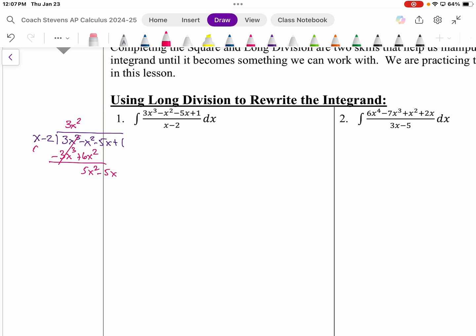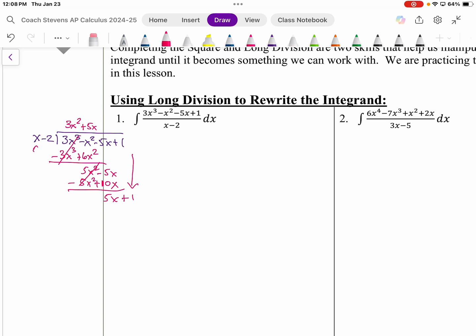What do I multiply x by to make it a positive 5x squared? I got to multiply by a positive 5x. So when I multiply by a positive 5x, I get 5x squared minus 10x. Sorry, you can't see my 1 on the 10. Now, we subtract down. So that's multiplying the bottom row by a negative 1. So the x squareds cancel. Negative 5 plus 10 is a positive 5x. Bring the 1 down.